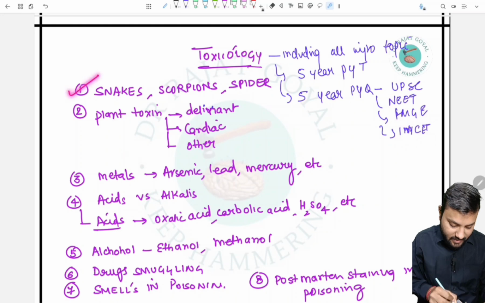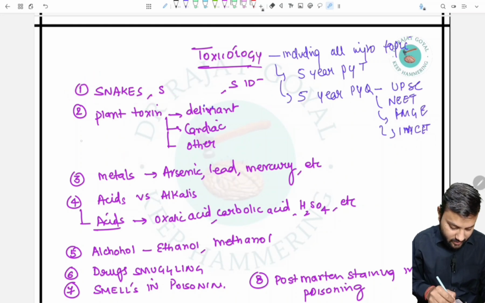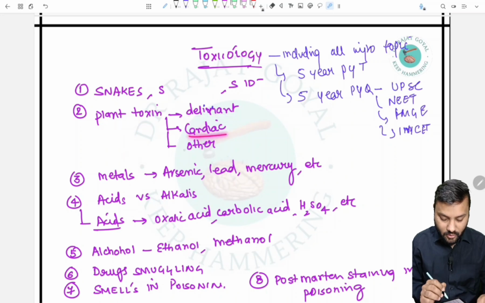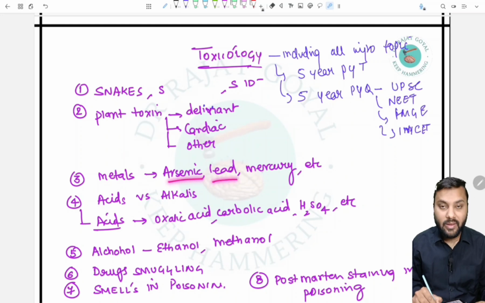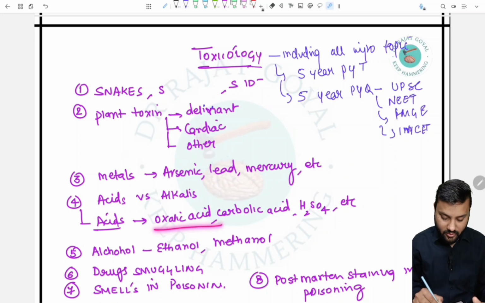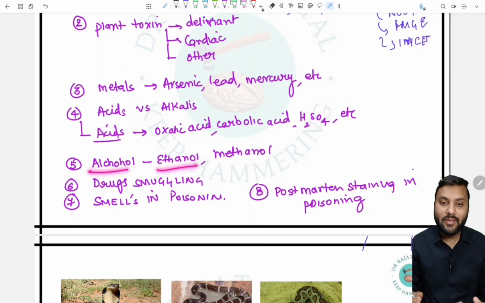Firstly, we will start with snakes, scorpions, then spiders. Then we will discuss plant toxins, deliriants and cardiac toxins. Then metallic toxins, such as arsenic, lead, mercury, etc. And then acids versus alkalis. We will discuss different acids such as carbolic acid, oxalic acid, H2SO4, etc. And then we will talk about alcohol, ethanol and methanol.